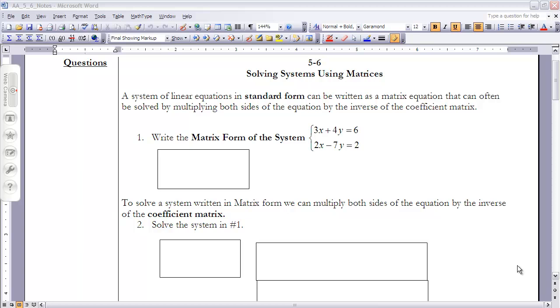Basically, if we have a system of equations in standard form, we can solve that system by putting the system into matrix form and then using inverse matrices to solve it. Okay.